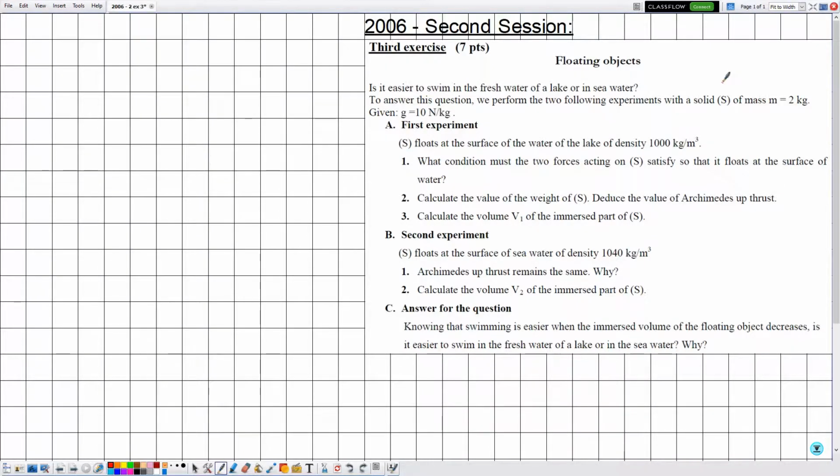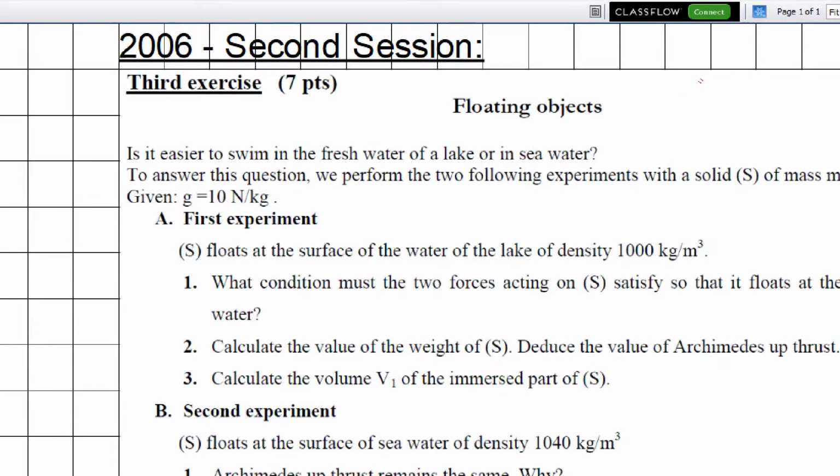In this one we are going to solve an exercise related to mechanics in the chapters of mechanical actions, equilibrium of a body, and Archimedes' upthrust. This exercise was a previous one in the brevet exams in 2006 second session, third exercise. The title of this exercise is floating objects.